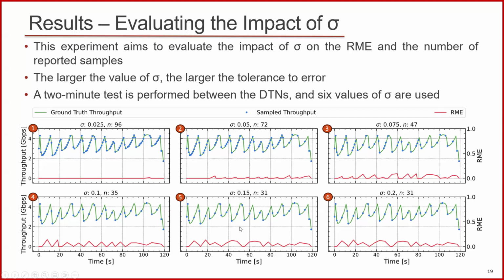So from this graph, we noted that we did the same experiment multiple times, and we almost get the same results every single time. So we used the sigma of 0.05 as the best combination between the number of reported samples and the RME.